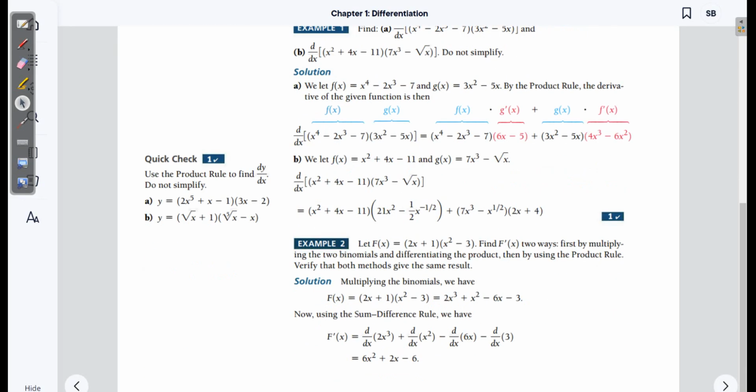Example 2. This is an interesting way to go about things because you can just see that there are multiple ways to go about finding the derivative here. For this particular problem, it reads, find f prime of x 2 ways. First, by multiplying the two binomials and differentiating the product, and then by using the product rule.